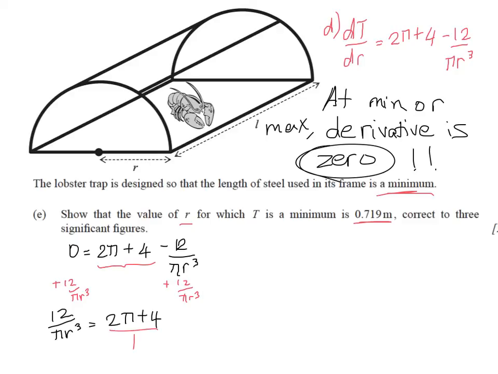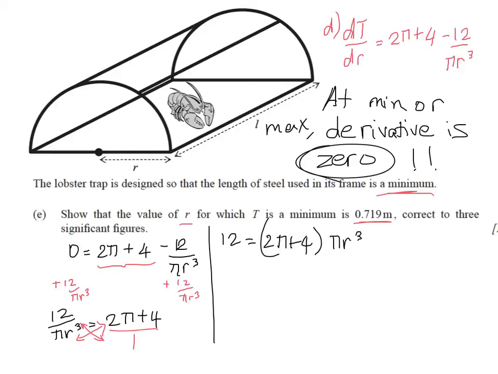So we have a fraction on the left side. So I'm going to turn the right side into a fraction as well. And I'm going to cross multiply. You can do it that way, or you can just think about it as multiplying both sides by our denominator. All right, but either way, if you cross multiply or if you do the other thing I just mentioned, you'll get 12 equals 2 pi plus 4 times pi r to the third.